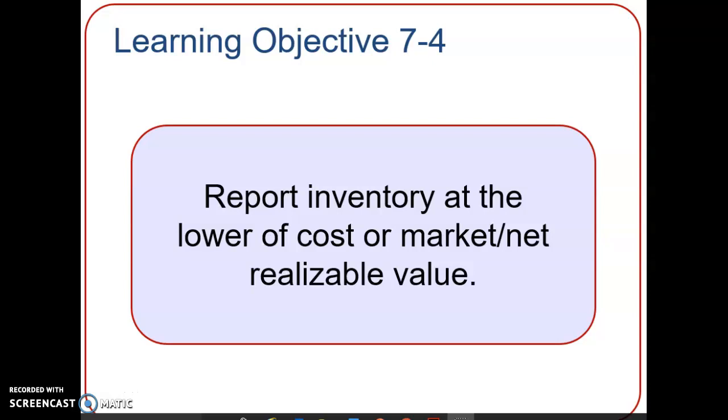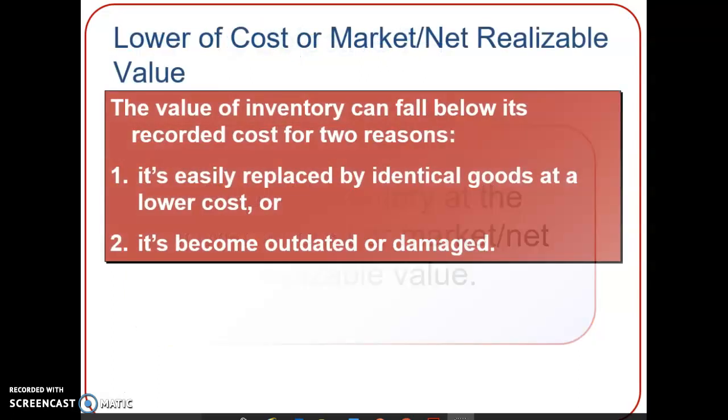Alright, welcome back. So in learning objective number 4, we're going to look at the requirement or the principle of reporting the cost of inventory at the lower of the following two, either the cost or the market / net realizable value. Alright, so what happened is so far we have been saying that the value of the inventory should be reported at cost.